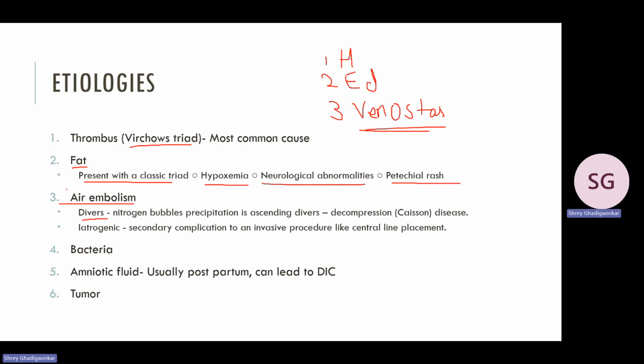Other kinds of air embolism are usually iatrogenic, which is where it's induced because of hospital procedures or because of doctors themselves. This could be a complication of certain invasive procedures, like a central line placement. The other etiology is amniotic fluid embolism, usually postpartum, which is after pregnancy, and this can lead to disseminated intravascular coagulation. And finally, you have tumor embolus.